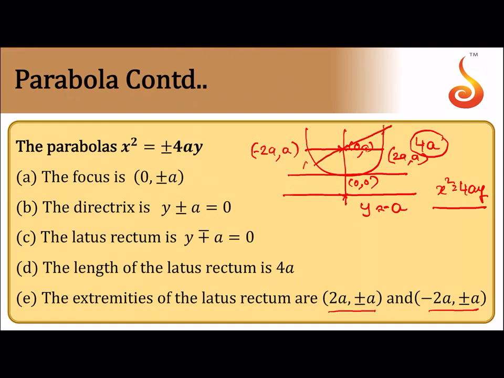And any line which passes through the focus is called a focal chord. This is the focal chord. This is A and this is B. This is the focal chord. And all lines which are parallel to the latus rectum are called double ordinates.